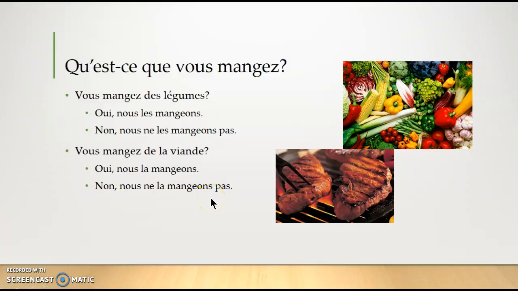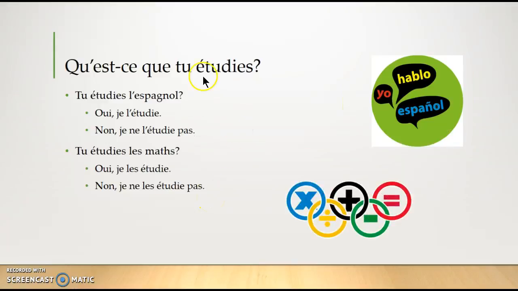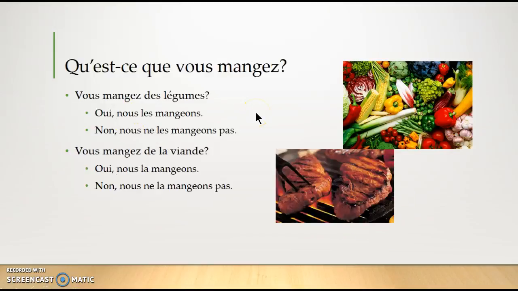So another thing you might have noticed is here when I had a question with tu in it, my answer had je. What are you studying? Do you study Spanish? Yes, I study it. And then I changed my verb to match je. Same thing's happening here with my question with vous. I'm answering it and using the new form of the verb, and then I'm sticking my pronoun in there.